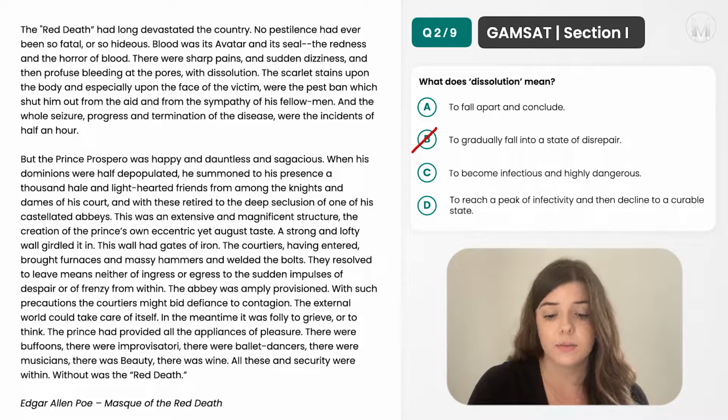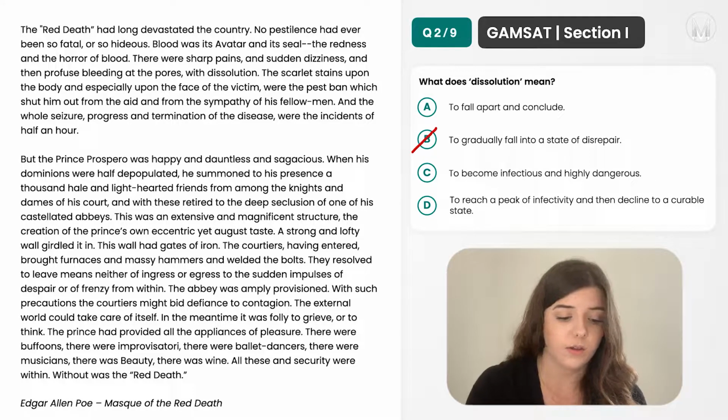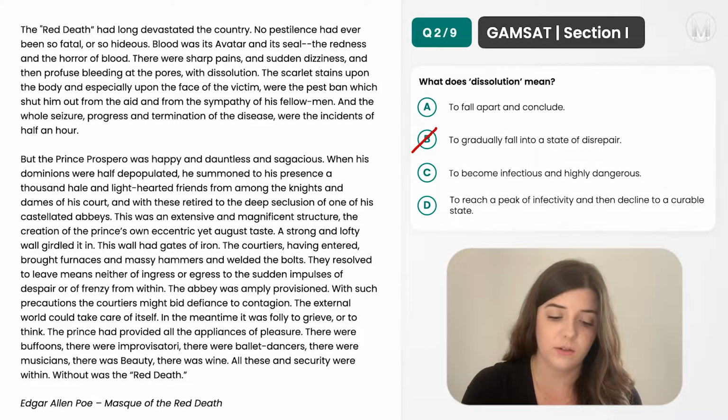Option C, to become infectious and highly dangerous. So this is talking specifically about what's happening to the person when they're actually infected. It's not about how it's going to be infectious to others. This is simply explaining what happens to a person when they actually are undergoing the disease. So we can rule out option C.